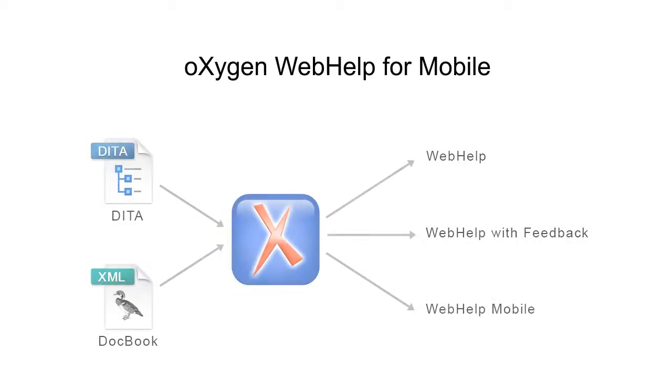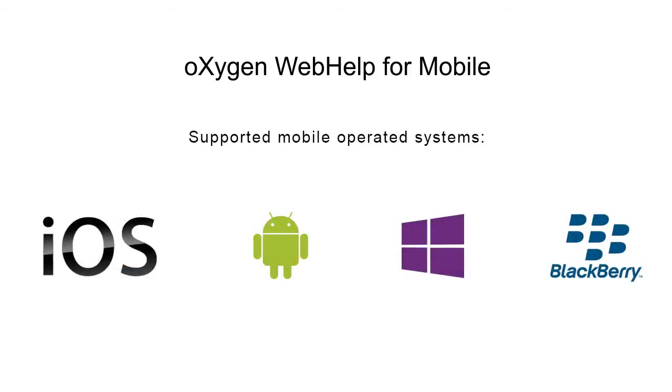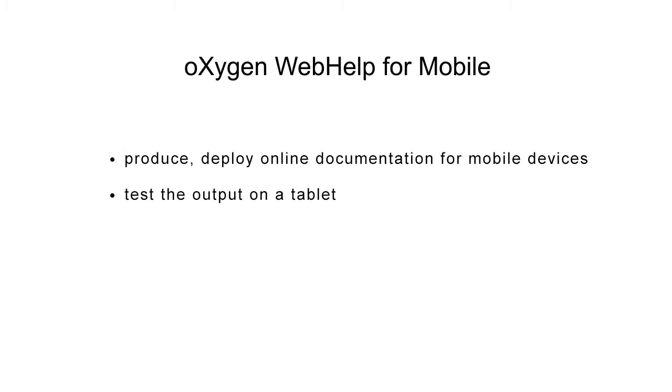In addition to the already available WebHelp and feedback-enabled WebHelp output formats, oXygen improves its ability to generate online documentation, offering support to transform DocBook and DITA documents into mobile WebHelp systems. The mobile WebHelp output format gives you great flexibility and works with all major mobile operating systems. This demonstration will guide you through the process of producing and deploying online documentation for mobile devices.